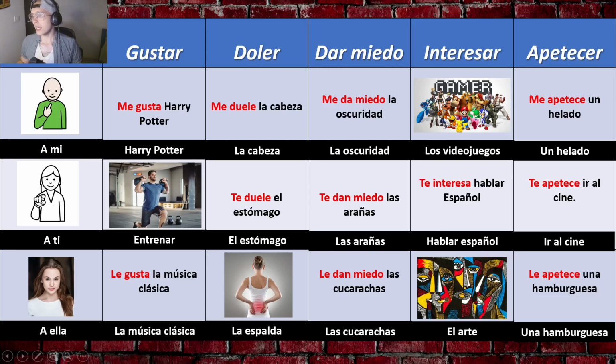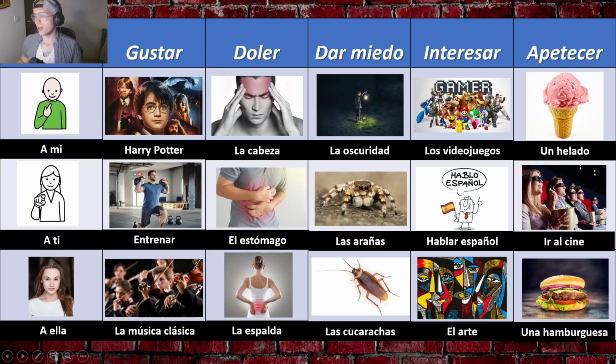Now let's practice in negative. And let's say, I don't like classical music. I say, a mí no me gusta la música clásica. One more time. A mí no me gusta la música clásica. Let's go with she. And let's say, she's not afraid of spiders. Because a ella no le dan miedo las arañas. One more time. A ella no le dan miedo las arañas.